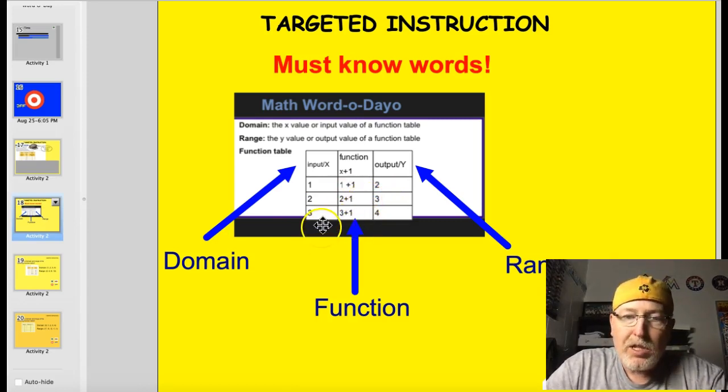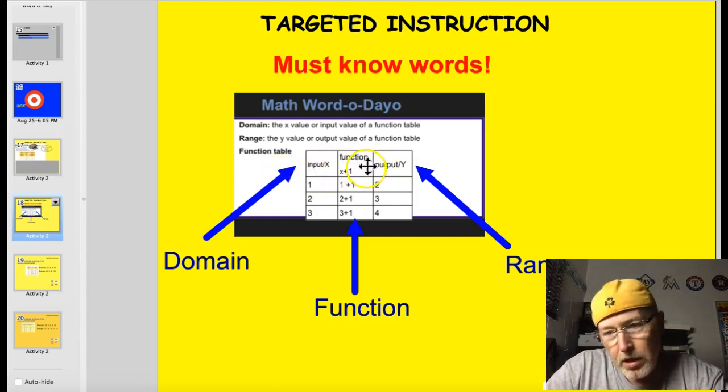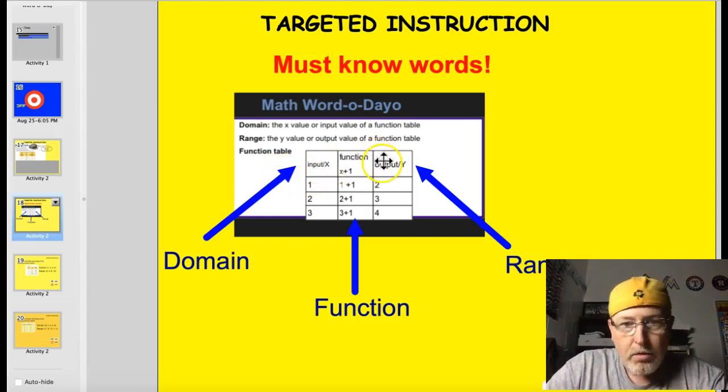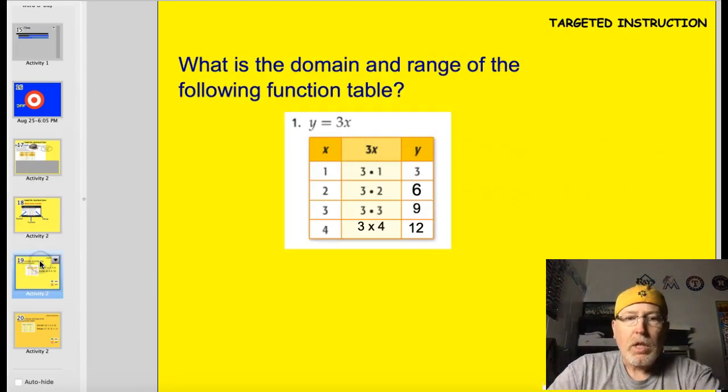You've been looking at these since you were little kids, and you looked at little robots where you put something in the robot in one robot arm and it comes out the other. Same thing. Input, output, domain, range. All right, let's try a couple.